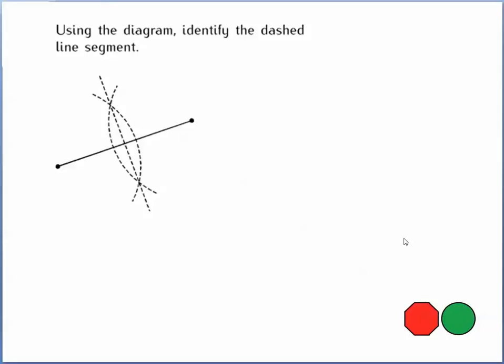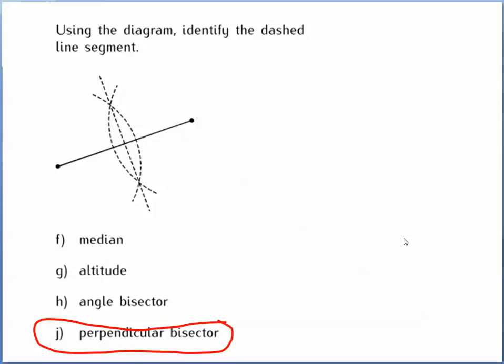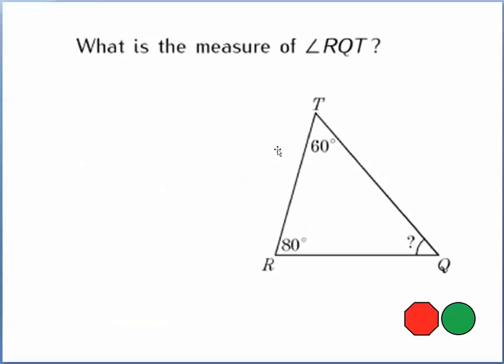All right, what's going on here? Well, with a compass, we're developing a perpendicular bisector. This dashed line segment right here exactly cuts this line in half, and it is also perpendicular to the line. So it is a perpendicular bisector, construction done with a compass and a straight edge. See if you can solve the problem.